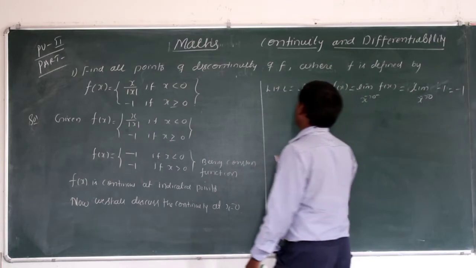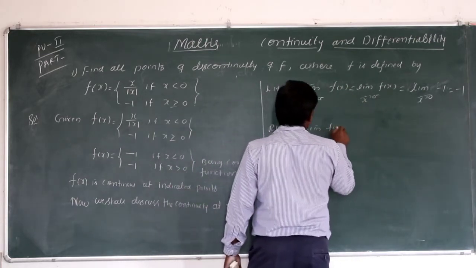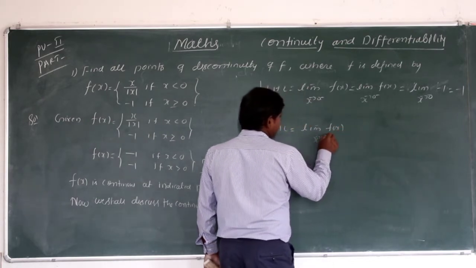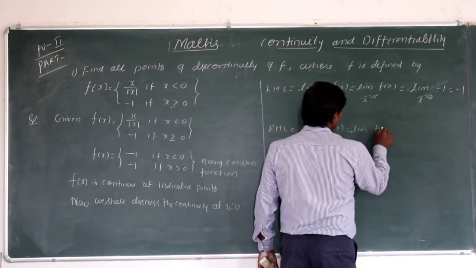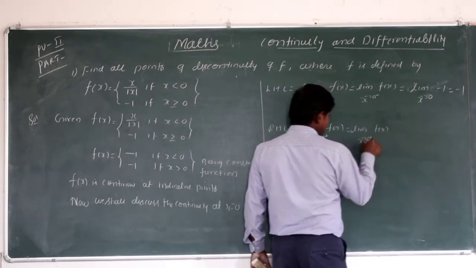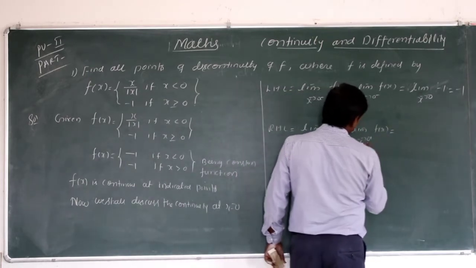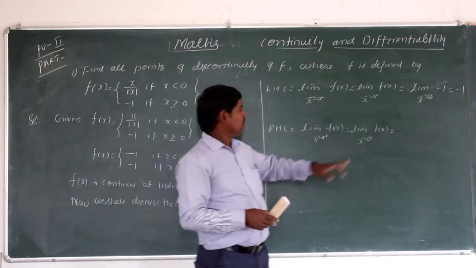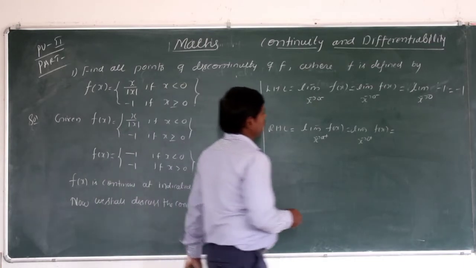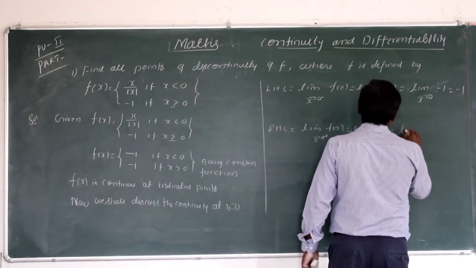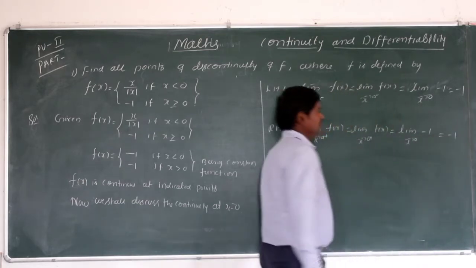Similarly, the right hand limit at x is equal to a is the limit of f of x as x tends to a plus. In place of a, I am taking x is equal to 0. So x tends to 0 plus means that the x value is greater than 0. Therefore, this is equal to the limit of x as x tends to 0 plus, and we get 0.